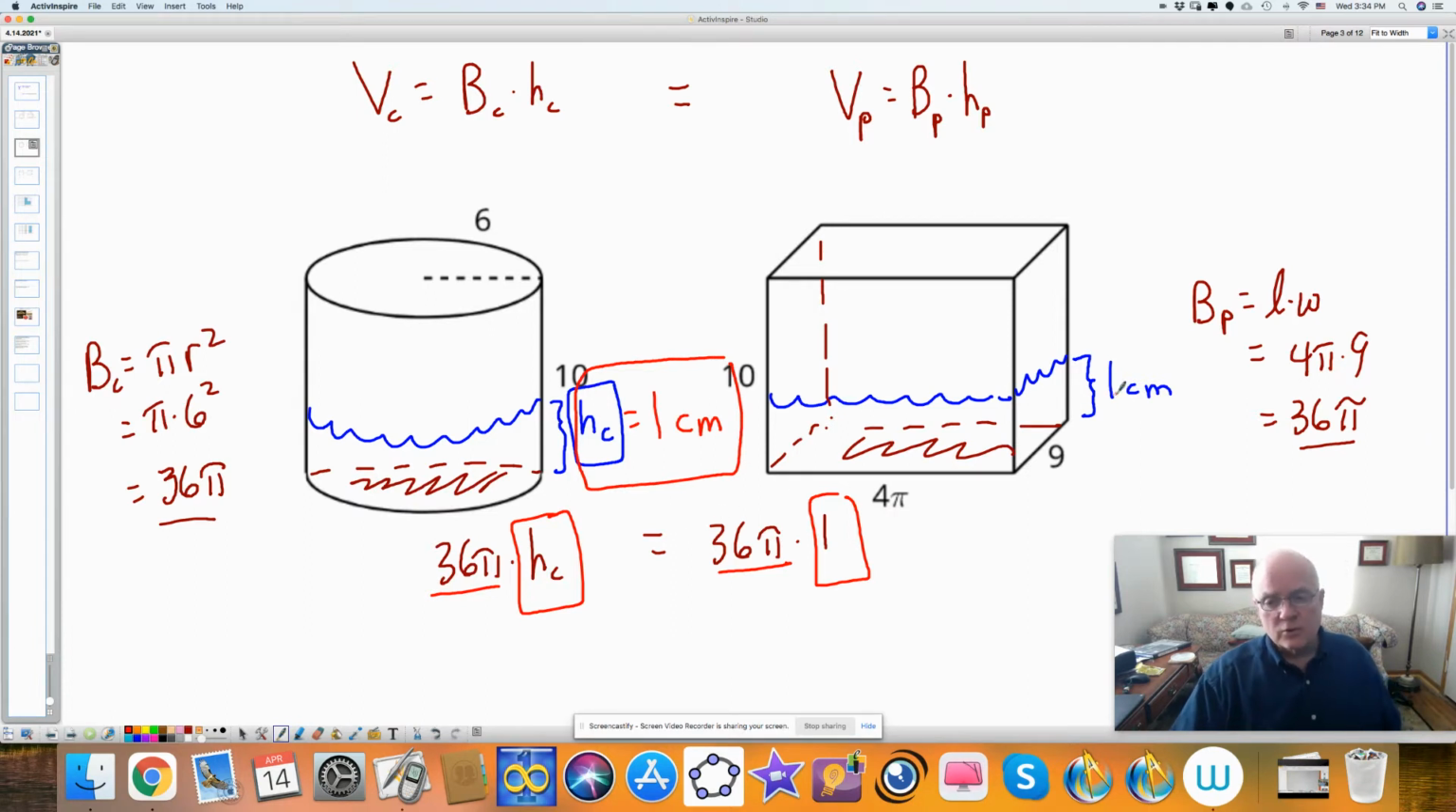Now, if this were 3 centimeters, my height would also be 3 centimeters. Why? Well, it's because the area of the bases are the same. If the area of the bases are the same, it's going to be the same all the way up. So if I'm going up 1 centimeter, I'll go up 1 centimeter here. It isn't always going to be the same, but it is in this case because the areas of the bases of my prism are the same.